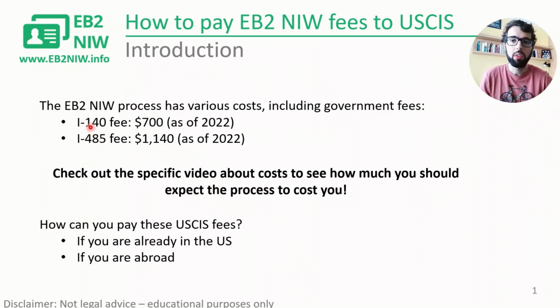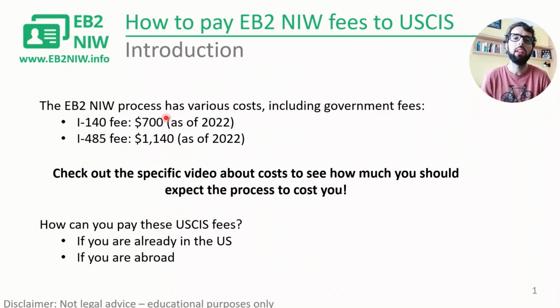So two examples of these costs are the I-140 fee. That's $700 as of this year. Today is September, almost October 2022. And then the I-485 fee, which is $1,100 today. And by the way, again, if you want to see the breakdown of the total costs that you may incur, you can check out this video here that I have.